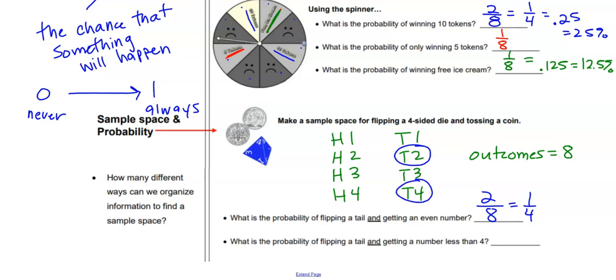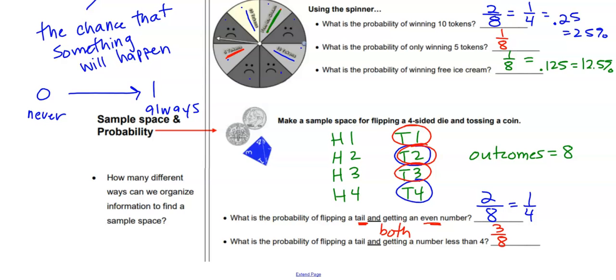It says, what is the probability of flipping a tail and getting a number less than 4? So we need tails that's less than 4. Tails less than 4 would be tails 3, tails 2, tails 1. So 3 out of 8. Okay, when you see the word "and" here, that means basically you need both of these, tails and even. So I'm just going to remind us that that means both.